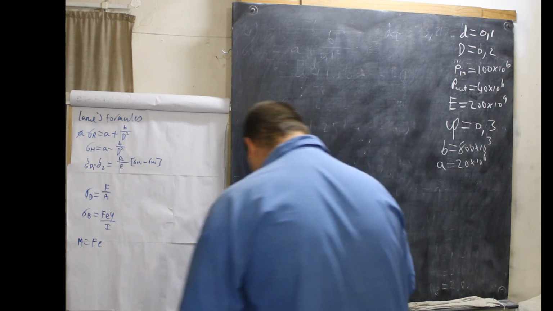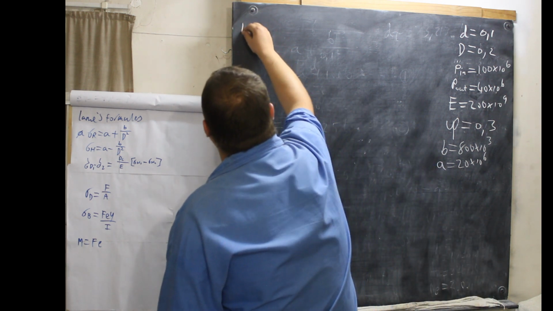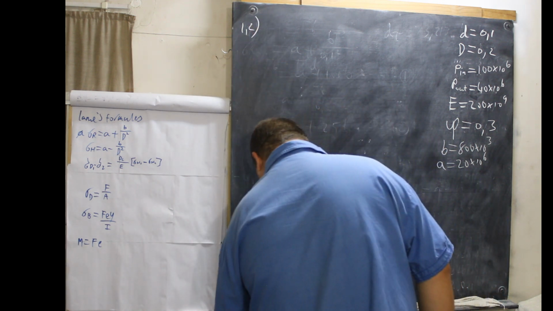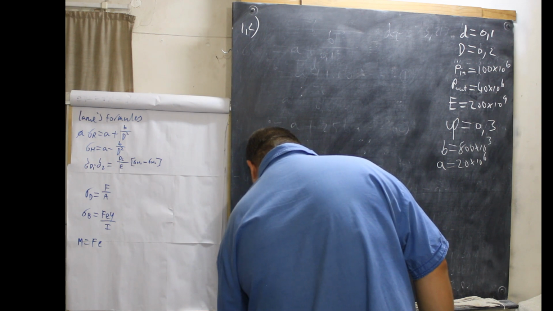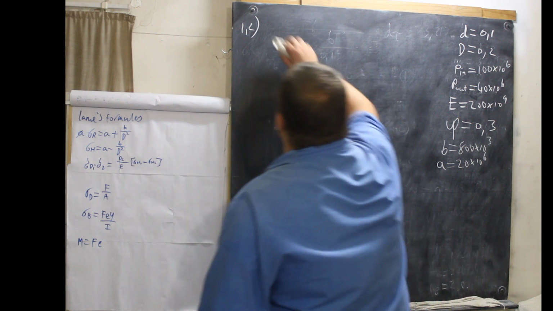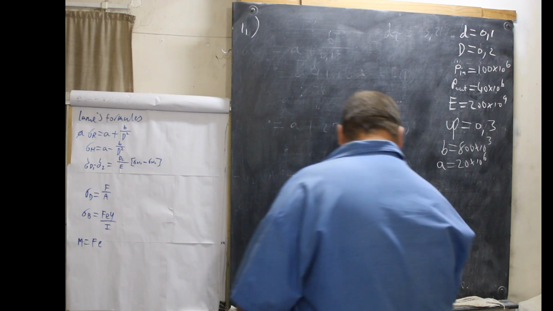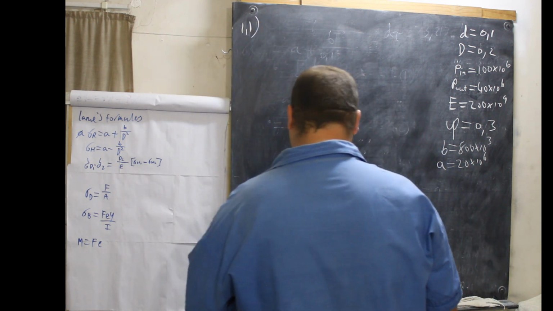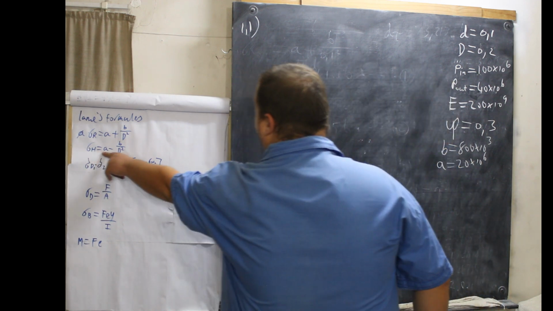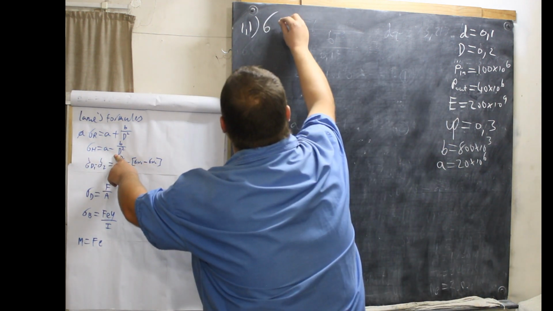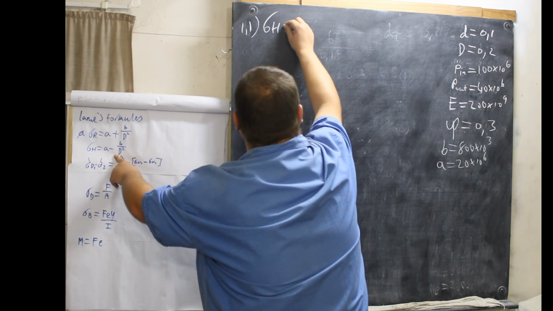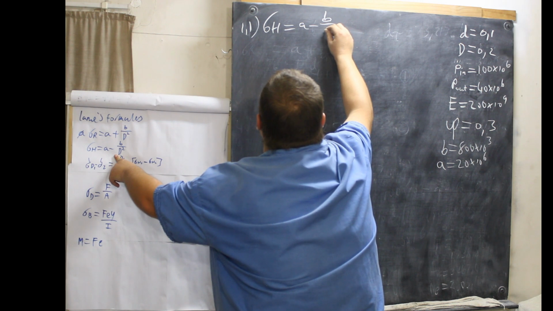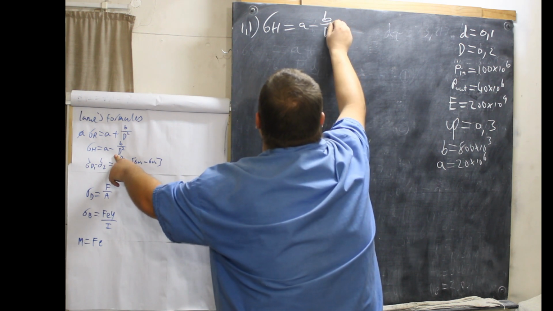Now we're moving on to question 1.2. This is how it's structured in the test. No, wait, it's still 1.1, sorry. Still 1.1. So what we're going to do now is work out our hoop stress: hoop equals A minus B over D squared.